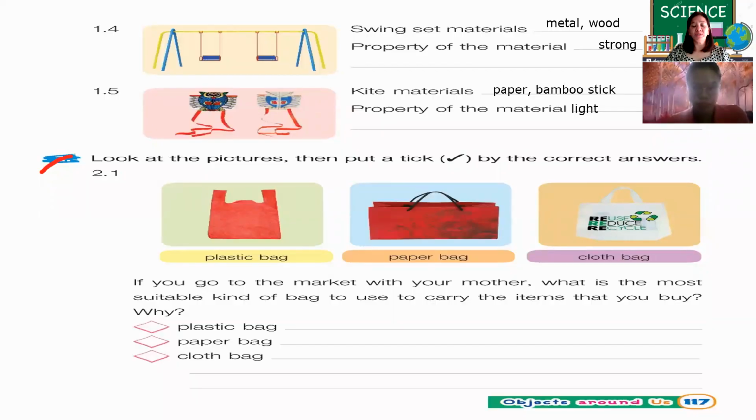I hope you're done. On this part, we have different answers for sure. For me, I carry cloth bag. How about Teacher Petch? Teacher will choose plastic bag. If you think your answer is plastic bag, put a tick in the plastic bag. If you think the answer is paper bag, put a tick on paper bag. If it is cloth bag, put a tick on cloth bag.